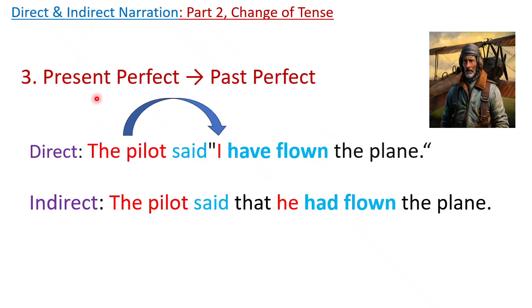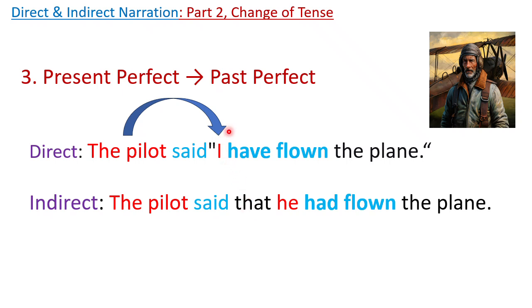Rule number 3 is present perfect tense changes into past perfect when we change direct into indirect narration, right? So direct narration says, the pilot said, "I have flown the plane." It means the job is done, action is over, because this is the purpose of present perfect tense. Now when we change into indirect narration, we will see the changes. The pilot, no changes. The subject is the subject, said is the verb, it is the same verb. In blue color we have the verb.